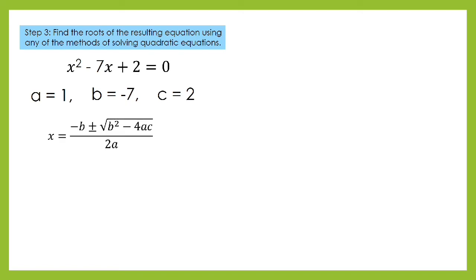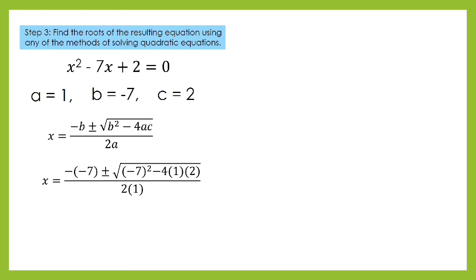This is the quadratic formula. Substitute the values of a, b, and c into the quadratic formula. Negative b, and our b is negative 7, plus or minus the square root of b squared, b is negative 7, so we have negative 7 squared.